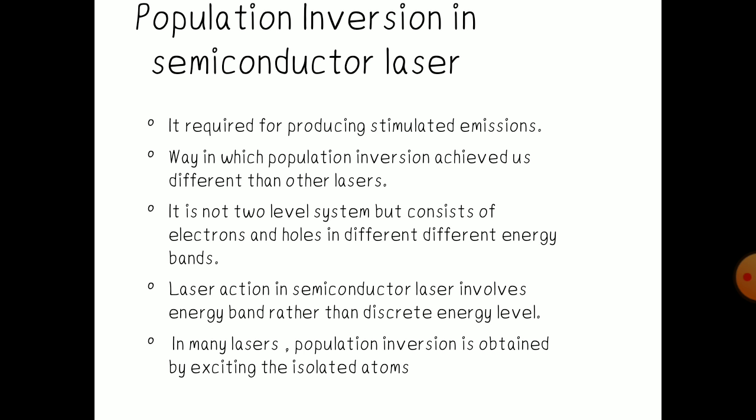This population inversion is required for producing stimulated emission. Stimulated emission means that if any atom or system is in an excited state, and we provide energy to such an excited system, during the de-excitation two photons are emitted by the system. Such a process is known as stimulated emission, and for stimulated emission, population inversion is a must condition. It means there are a large number of atoms in the excited state than in the ground state.